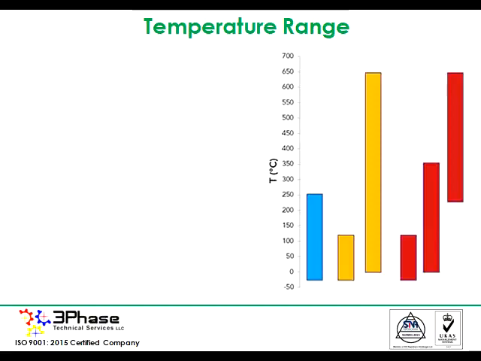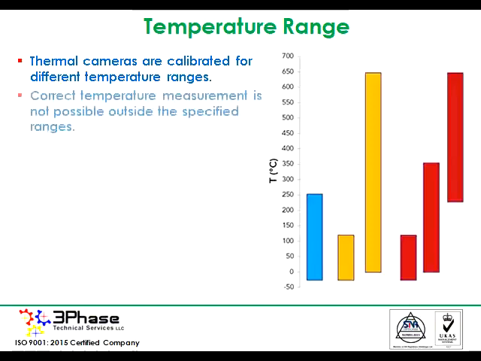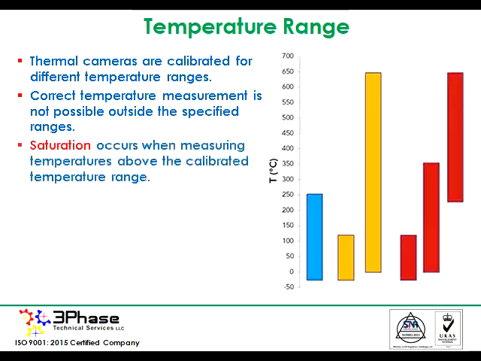Temperature range. Thermal cameras are calibrated for different temperature ranges. For example, -25 to 250 degrees Celsius, -25 to 100 degrees centigrade, 0 to 650 degrees centigrade, 0 to 100 degrees centigrade. Correct temperature measurement is not possible outside the specified ranges. Saturation occurs when measuring temperatures above the calibrated temperature range.